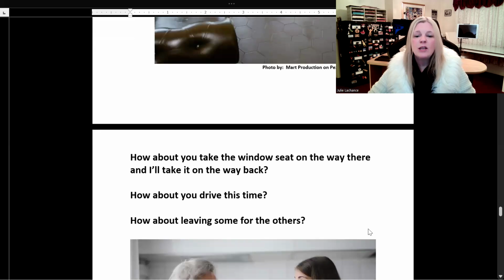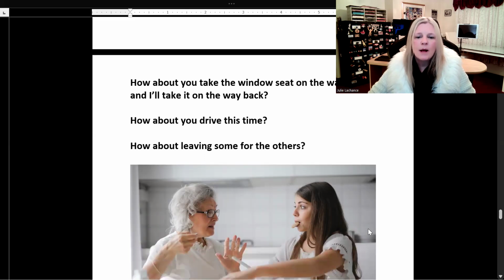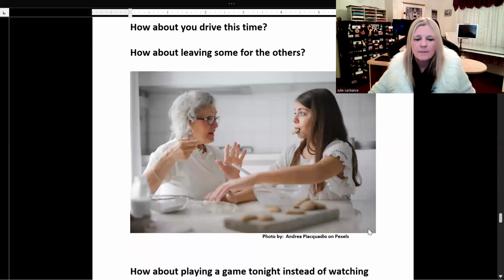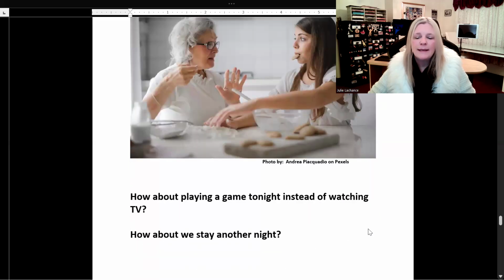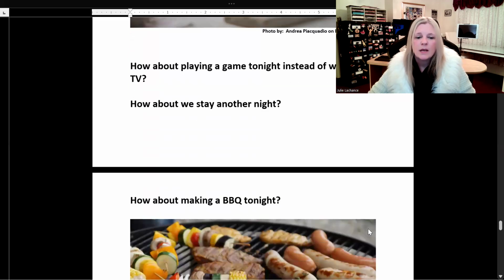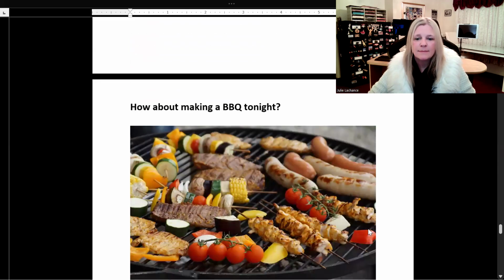How about you take the window seat on the way there and I'll take it on the way back? How about you drive this time? How about leaving some for the others? How about playing a game tonight instead of watching TV? How about we stay another night? How about making a barbecue tonight?